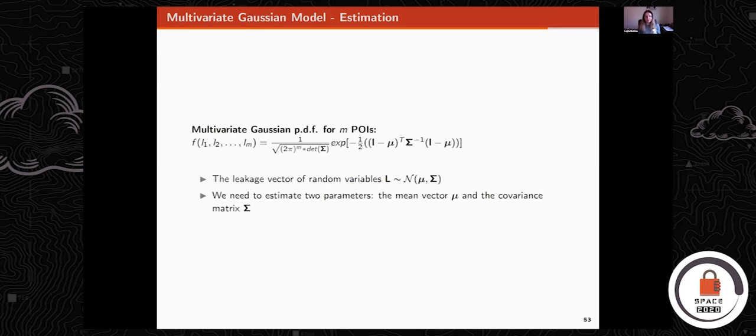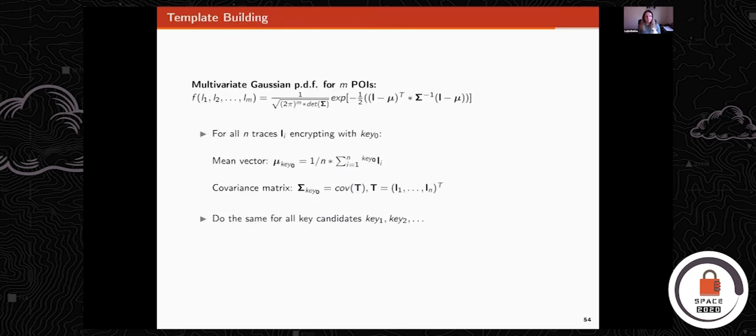Basically, instead of scalars, we are dealing with vectors and matrices, and other than that, it's not a big deal. So the computation is here. You have to compute these multivariate Gaussian PDFs for a number of points, as already said, and then we have this mean vector computed as the mean over all vectors, and the covariance matrix is also the transposed computation of these. And the same we do for all key candidates.